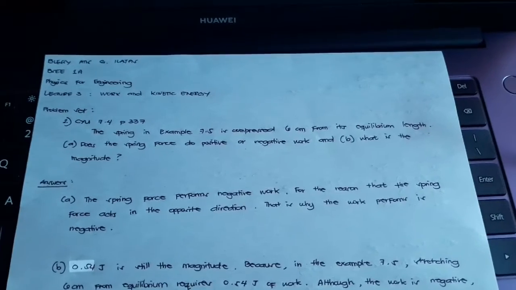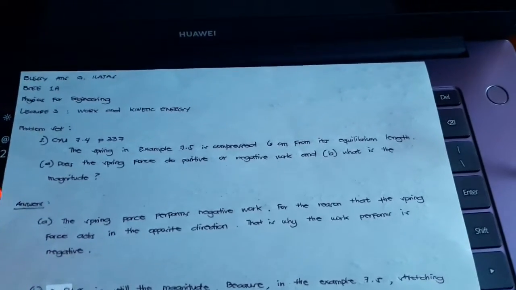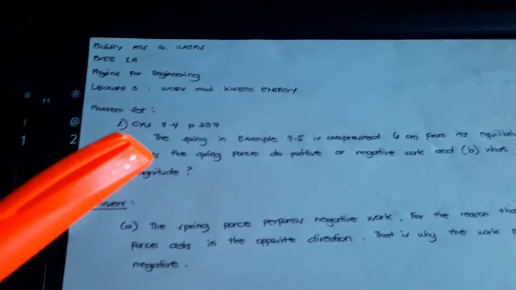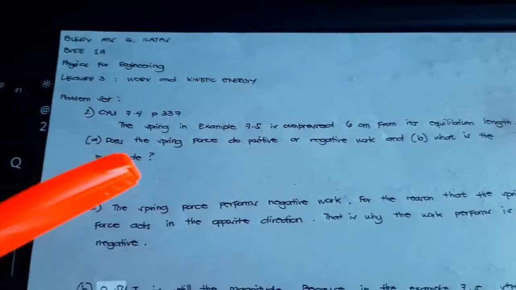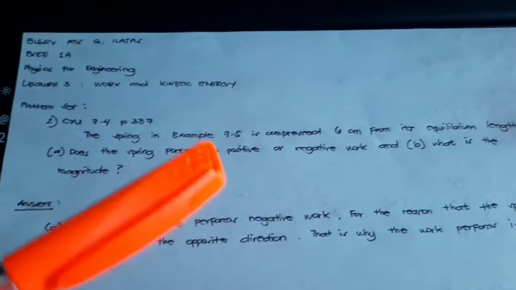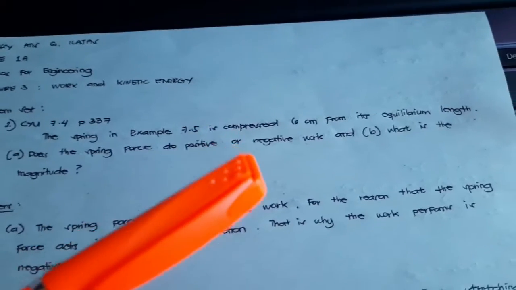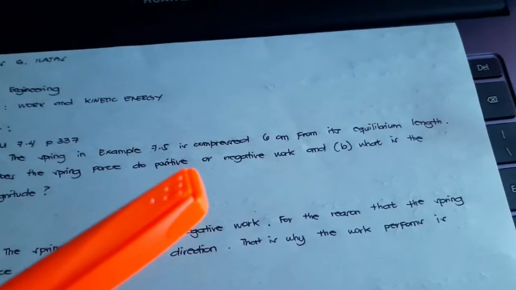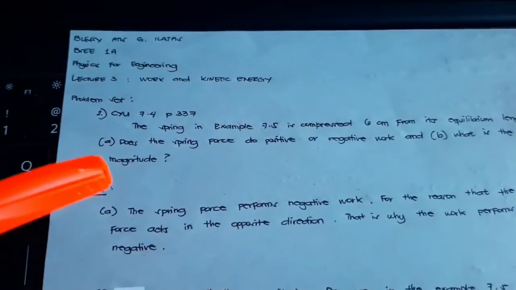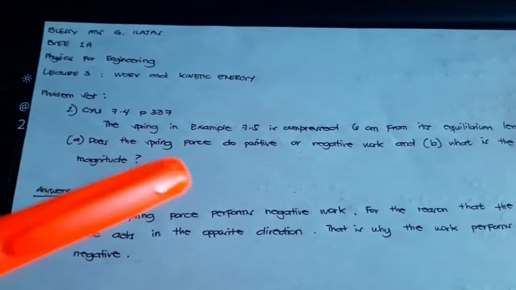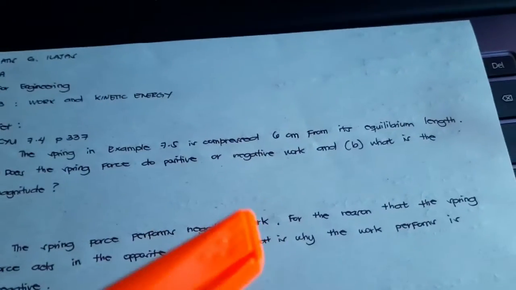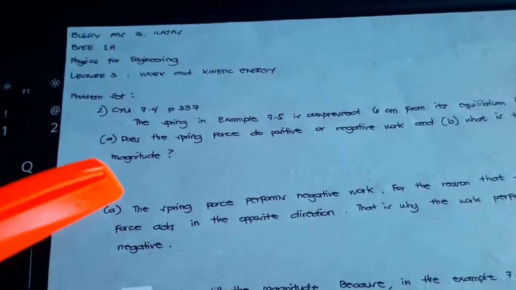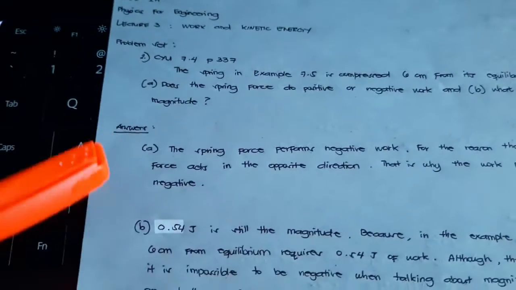So let's move on to problem set number 2. Check your understanding 7.4 on page 337. The spring in example 7.5 is compressed 6 cm from its equilibrium length. A, does the spring force do positive or negative work? And letter B, what is the magnitude? So these are my answers.